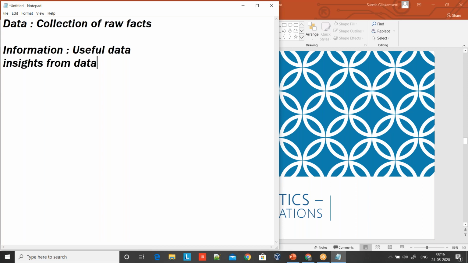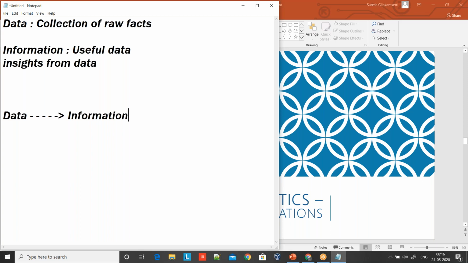Information is something which is extracted out of data and provided to the business in order to decide on their strategies, right? This is the difference between data and information. If we understand this, everything revolves around these two definitions. So deriving information from data, this process is what we call data mining.